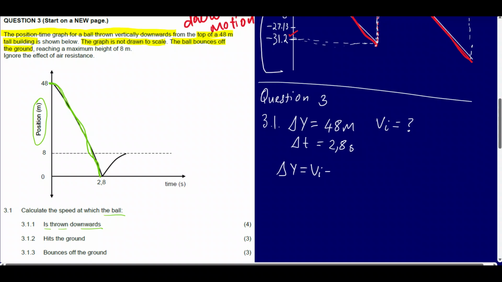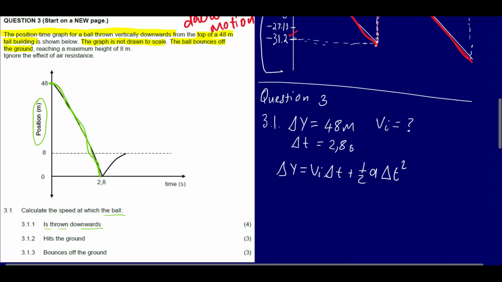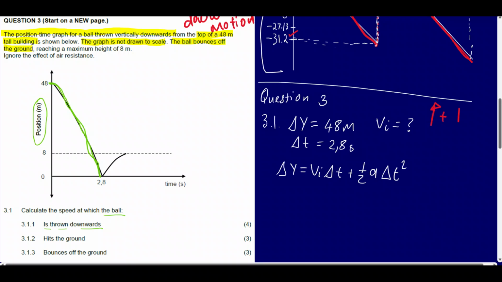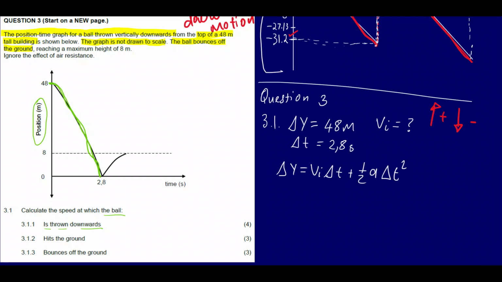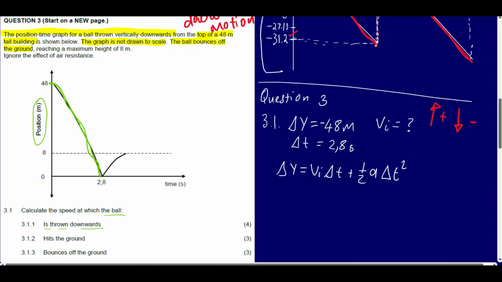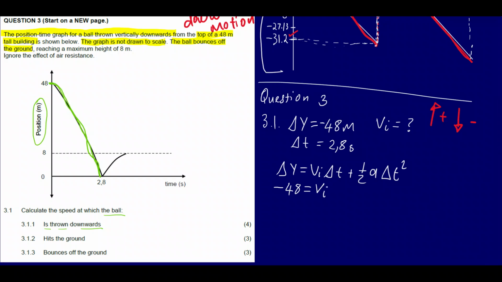So if you take a look at your formula sheet, you will see that there's a formula: delta y equals vi delta t plus half a delta t squared. So now if we are taking upward as positive, it means downward would be negative in that case. So we would see that the delta y is going to be negative, because the motion of the object is downwards. So the 48 is going to be negative here.